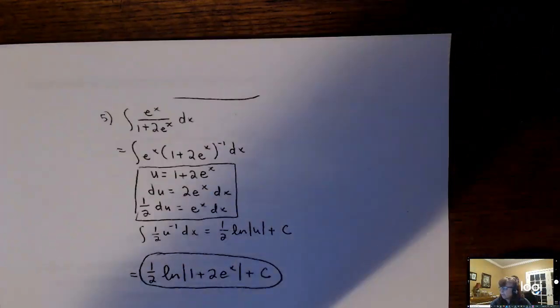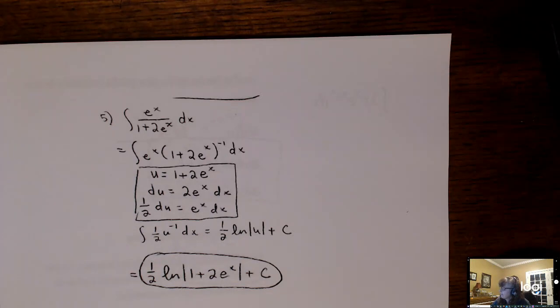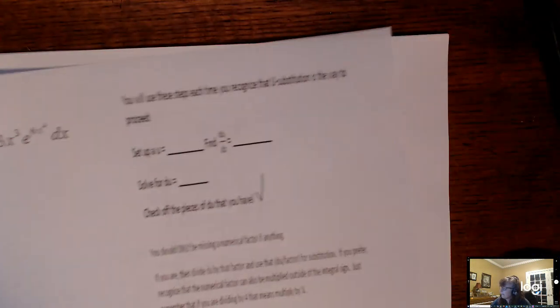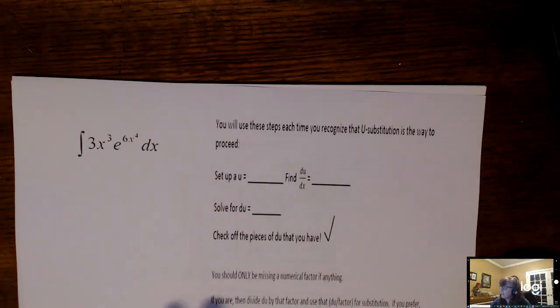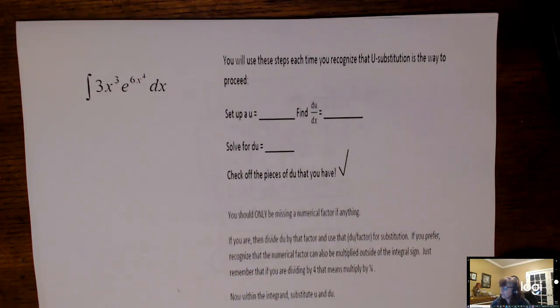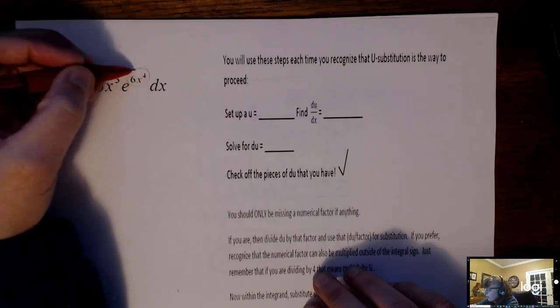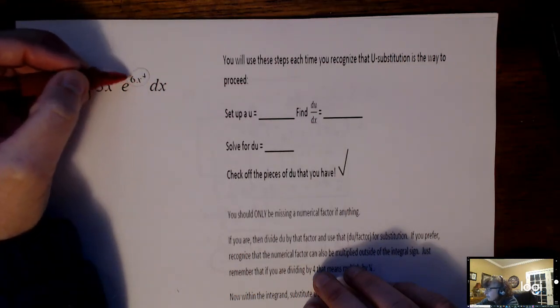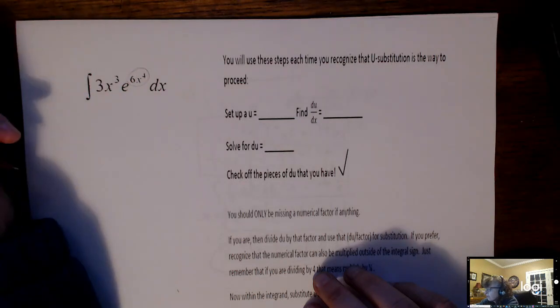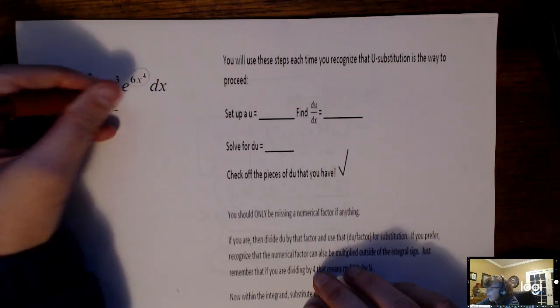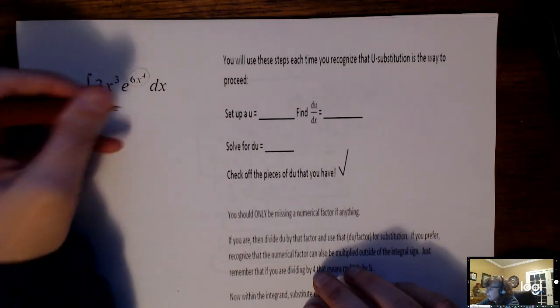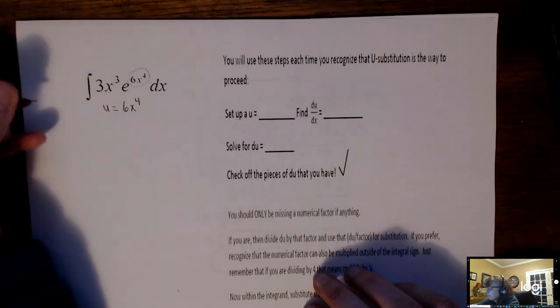Okay, let's keep going here. All right, here's an e one. So this is a new type. It is 3x cubed e to the 6x to the 4th. If your power of an e function is other than x, then you're going to have to use u substitution. So you want to let u equal the power of e. Okay, so u is 6x to the 4th.